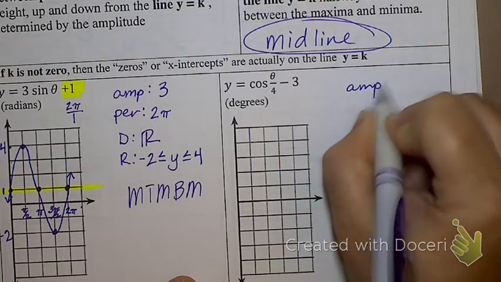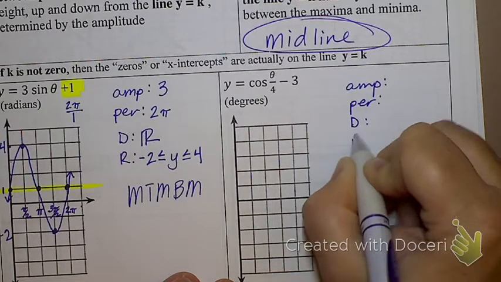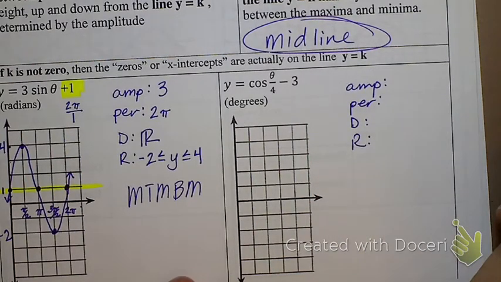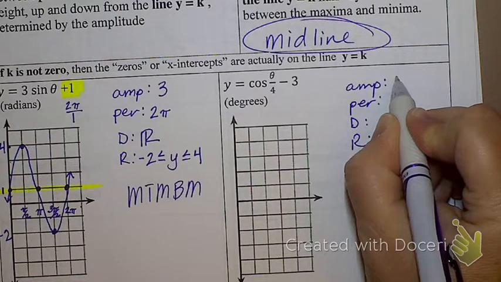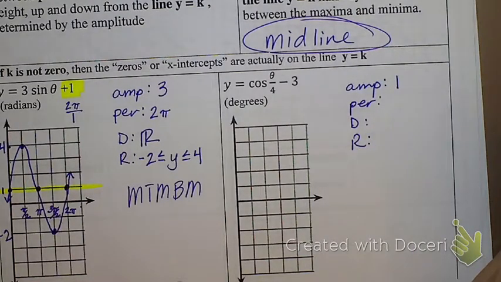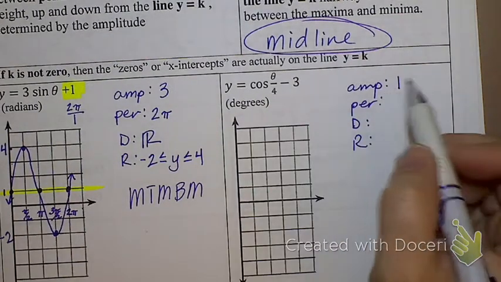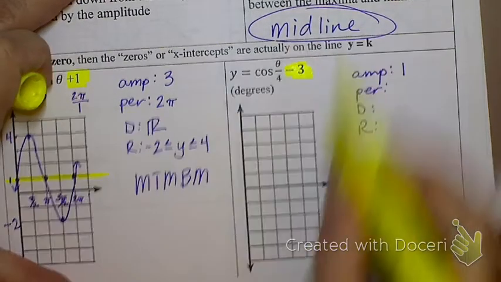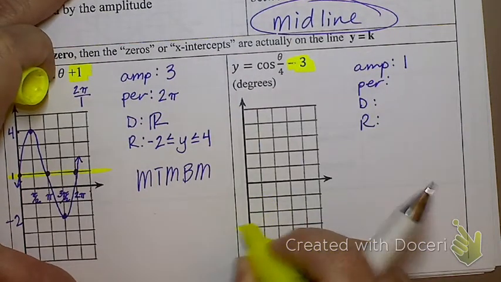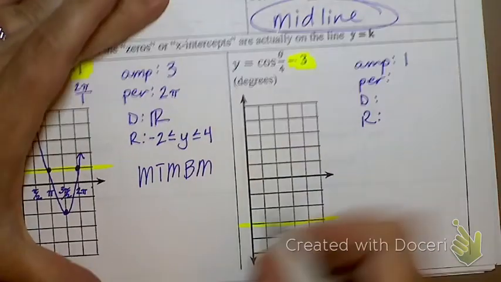Amplitude, period, domain, range. All right, what's the amplitude here? 1. Right? No number in front of cosine, therefore my amplitude is 1. Where's my midline? -3. So if I'm counting by ones, my midline is down there. So label your midline.